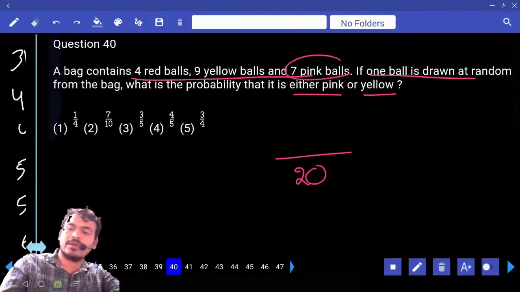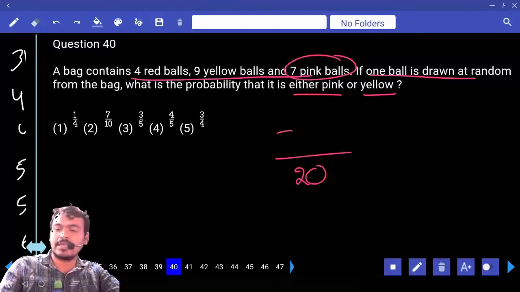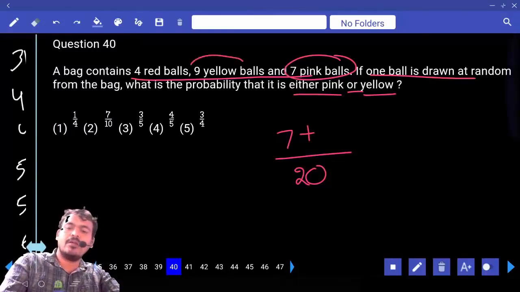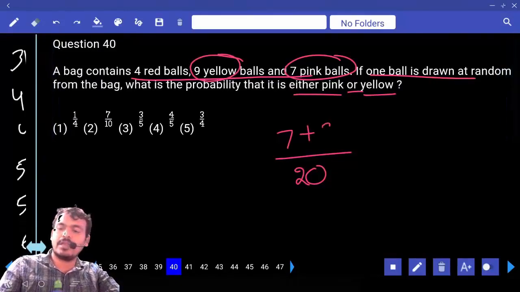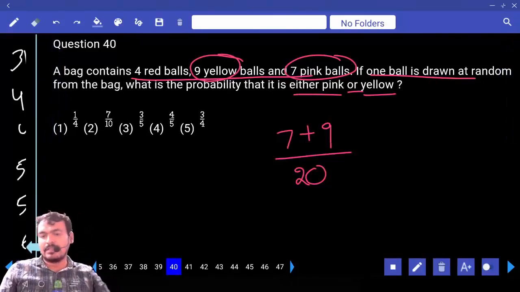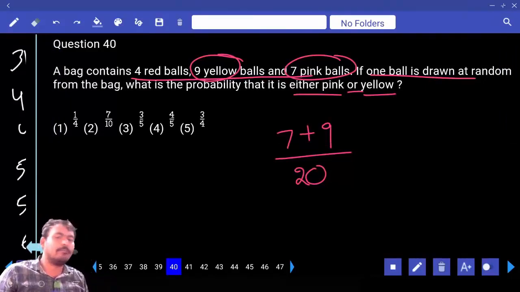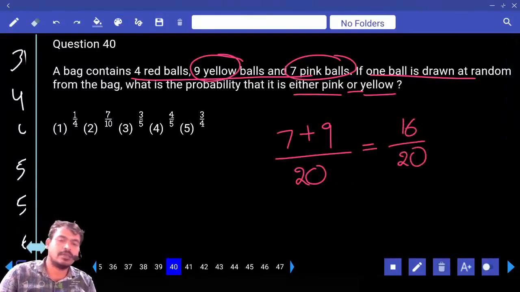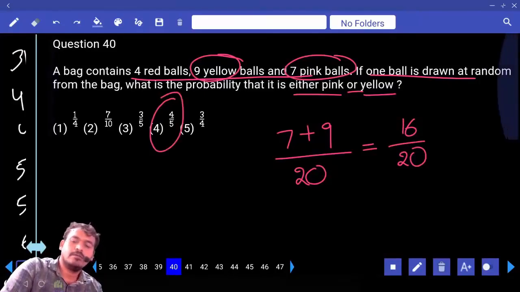How many pink balls are there? 7, so we write 7C1. Either-or means plus. Next, the remaining will be yellow. How many yellow are there? 9, so we write 9C1. 7C1 plus 9C1 by 20C1. 7 plus 9 is 16, by 20. Answer: 4 by 5.